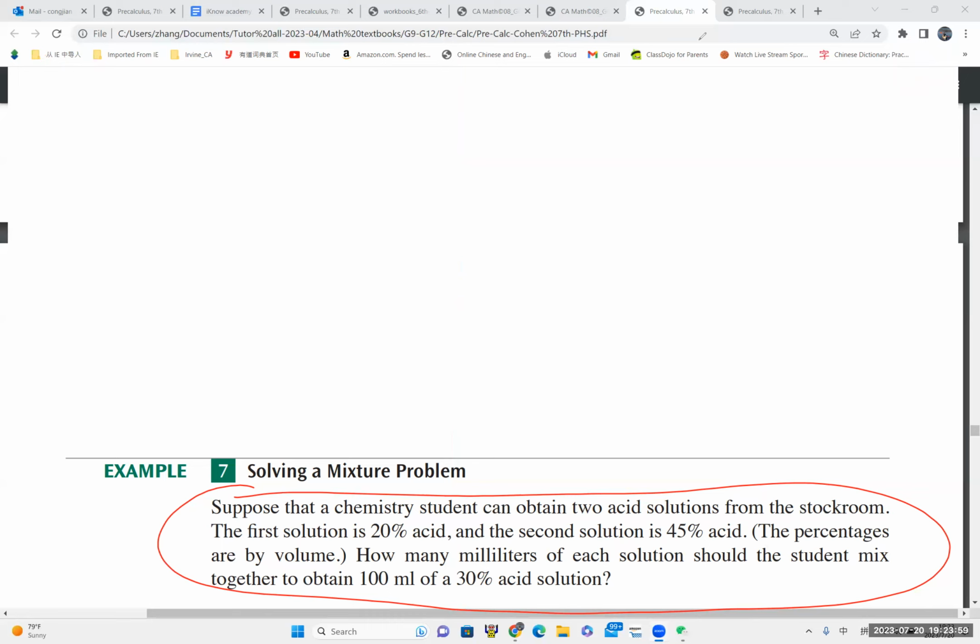Okay, to save time, let's do it together. You just suppose for the 20% you use X milliliters. For this, you use Y milliliters, right? Then add them together, it should be the total 100 milliliters, right? This is just a mixture, means before mixing and after mixing. Suppose they have the same volume of acid, right?